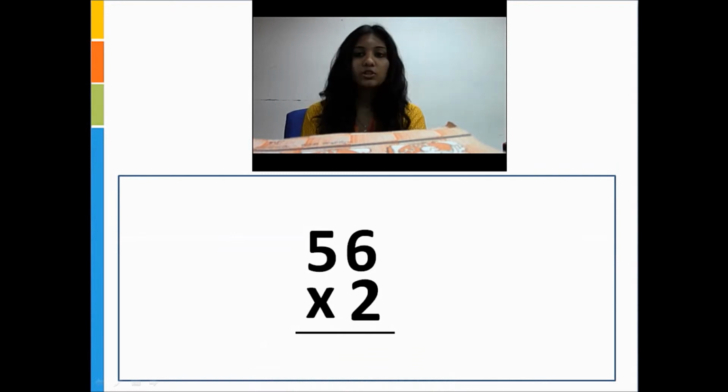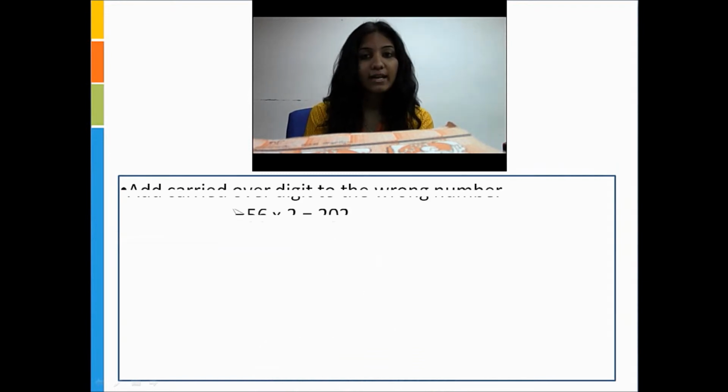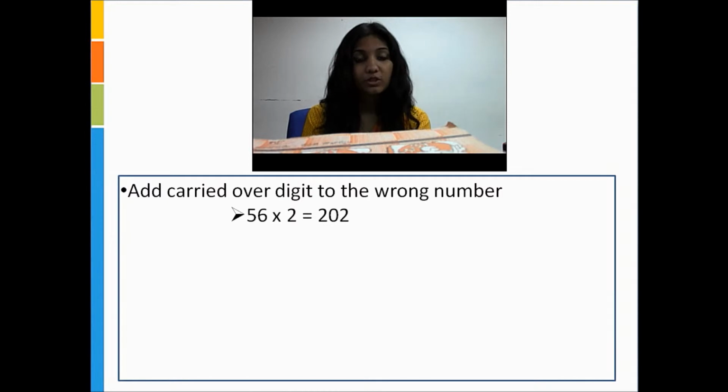be making. Students occasionally add the carried over digit to the wrong number. So for example, in 56 multiplied by 2, students first multiply 6 into 2 to get 12. They carry over the 1. Now, when they multiply 5 into 2 to get 10, chances are that students will add the 1 to 1 instead of to 10, getting 202 as the answer.